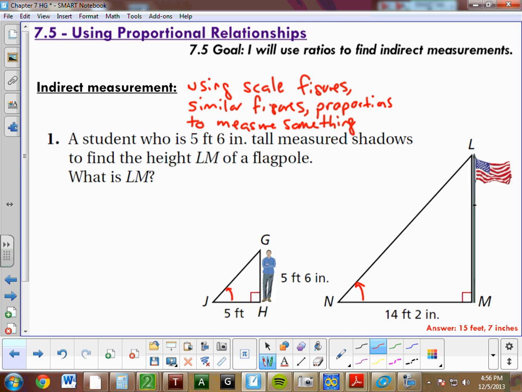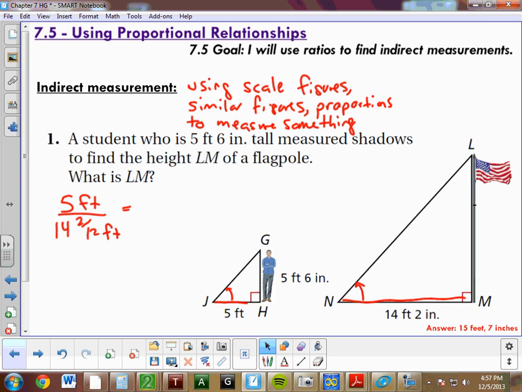So anyways, we'll set up a proportion here. I take it for granted that you can see which parts of the triangles are going to be similar to each other. These two bottoms, 5 feet over 14 feet 2 inches, which is 14 and 2/12 feet. And that should be equal to the height of this person, which is 5'6", which is my height, and the height of this flagpole, which we don't know yet. So that's what we're going to need to let our variable be.